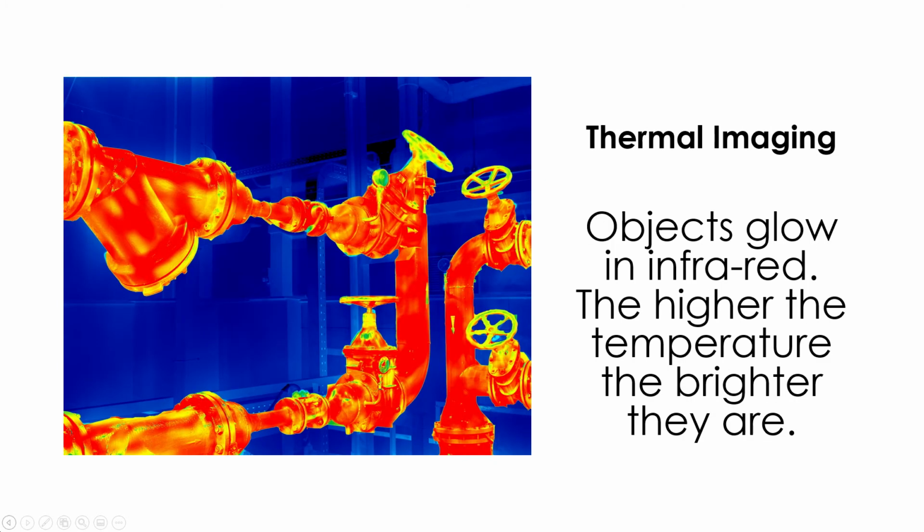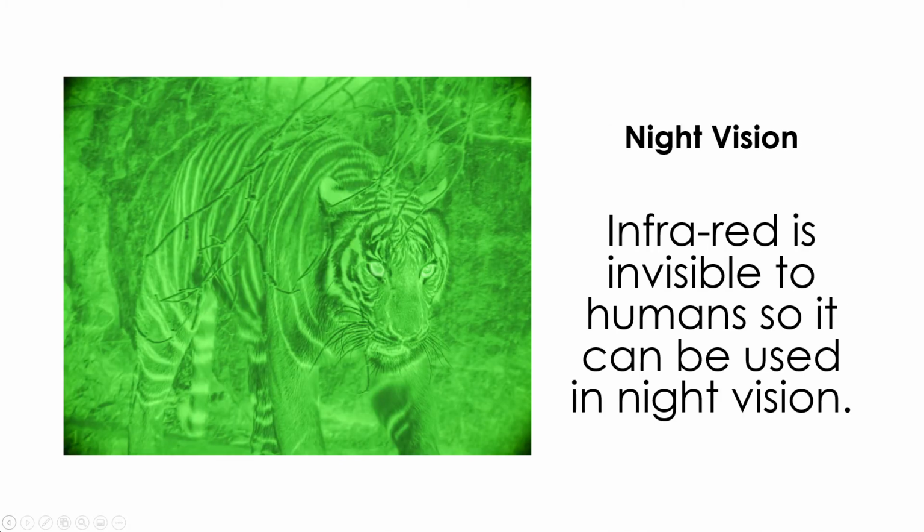Thermal imaging. It turns out objects glow in infrared light. So if you can see that infrared light, you can see them glowing. The higher their temperature, the brighter they glow. Night vision. Now this is different from thermal imaging. In night vision, a torch is used, which sends out infrared light that is invisible to humans, but a camera on the headset can see that infrared light, and so therefore whatever the torch is shining on can be seen by the wearer. However, that light is invisible to other animals and to humans.